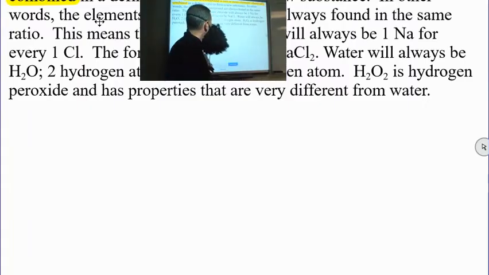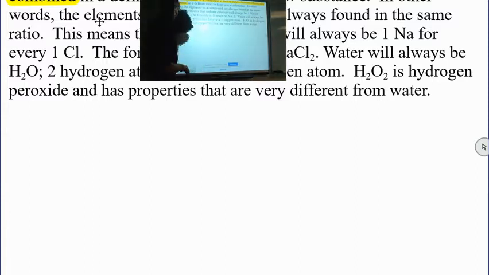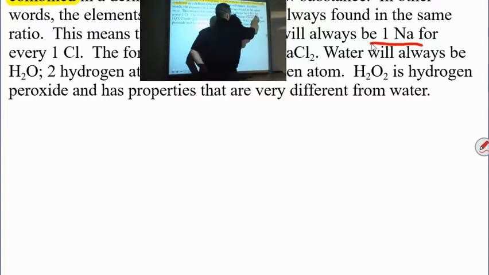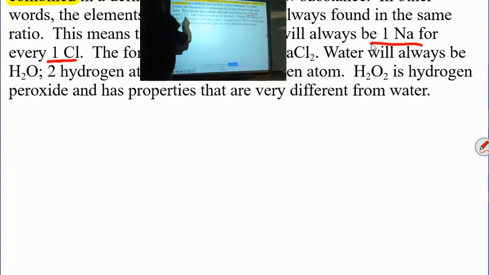The definition of a compound is 2 or more elements chemically combined together. You'll definitely need to know that for the rest of the year. And then it goes on to say it's in a definite ratio to form a new substance. In other words, the elements in a compound are always found in the same ratio. This means that sodium chloride will always be 1 sodium with 1 chloride. It'll never be 2 chlorides.